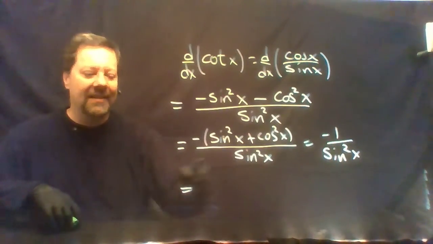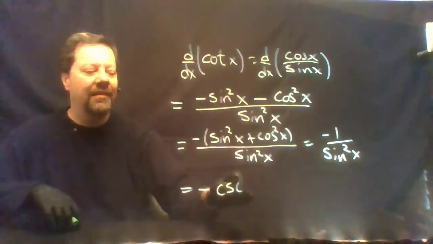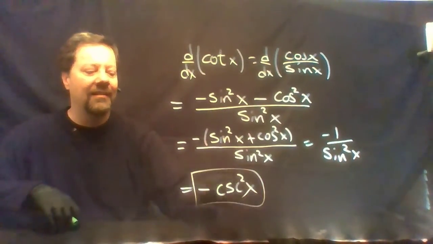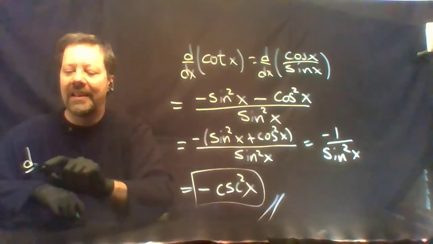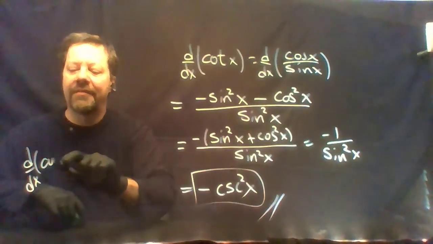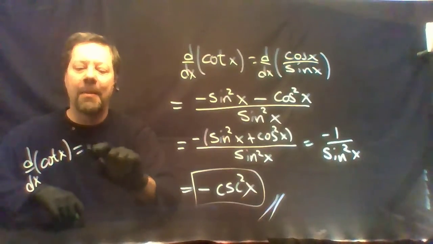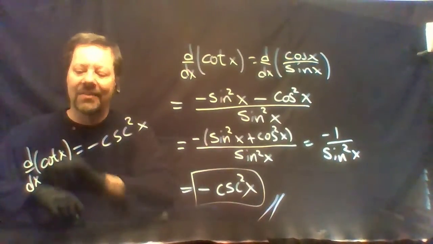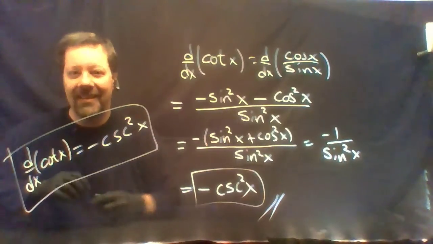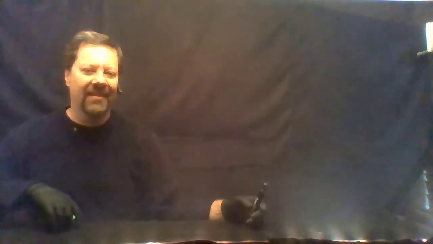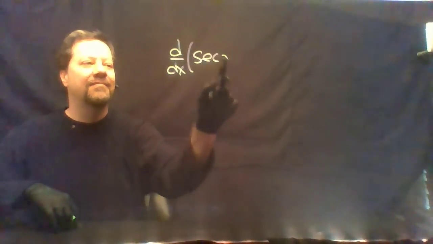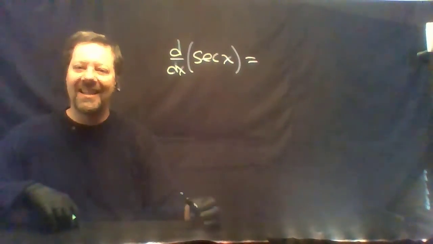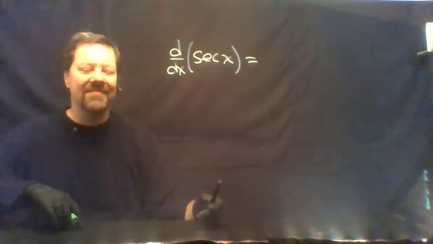Minus 1 over sine squared x, that's negative cosecant squared x. We've just shown that the derivative of cotangent x is minus cosecant squared x. You need to memorize this right now. 4 down, 2 to go. Secant and cosecant are on the line up next.